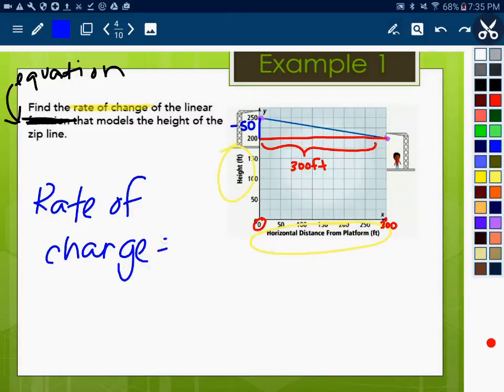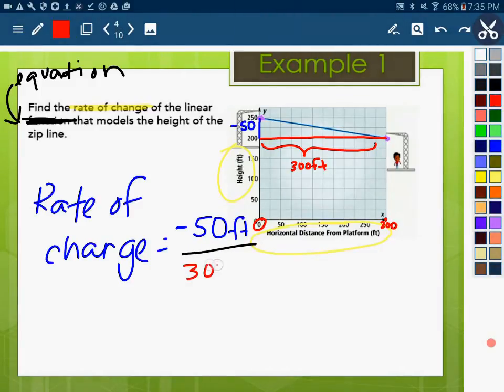is equal to, and since I'm calling it rate of change, I'm going to put units on my rise and run. I really do feel rate of change is the real life version of slope. So I have a rise or a fall of 50 feet. I'm going to write feet. So negative 50 feet over 300 feet. So that can be interpreted as, for every 50 feet he falls, he travels 300 feet towards the platform.